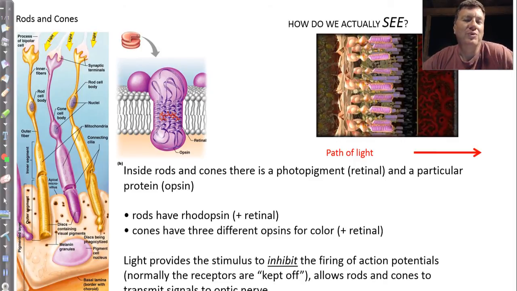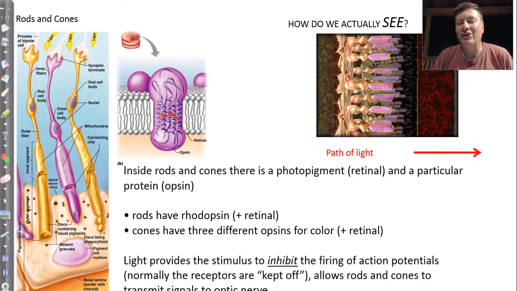So it kind of works opposite. Light doesn't stimulate action potentials, it actually inhibits the firing of action potentials. But again, don't stress about this. Do understand the difference between rods and cones though. Rods are stimulated under low levels of light and give us our black and white vision.